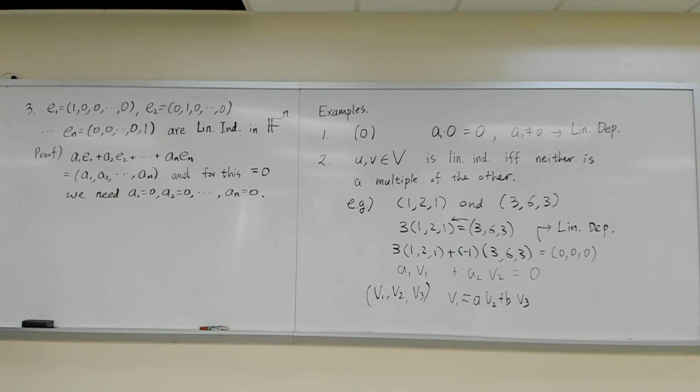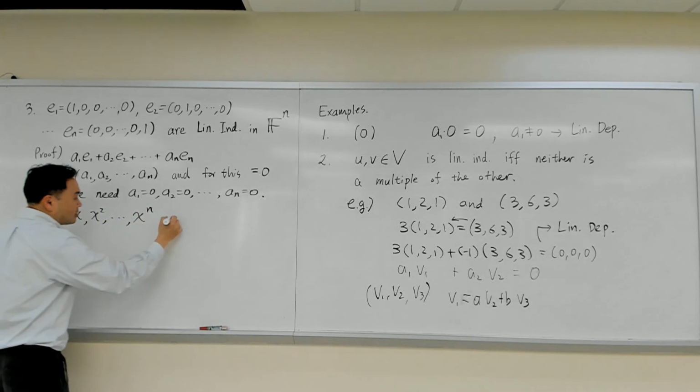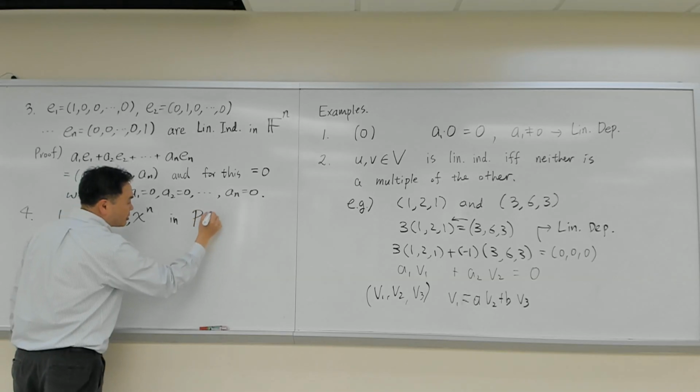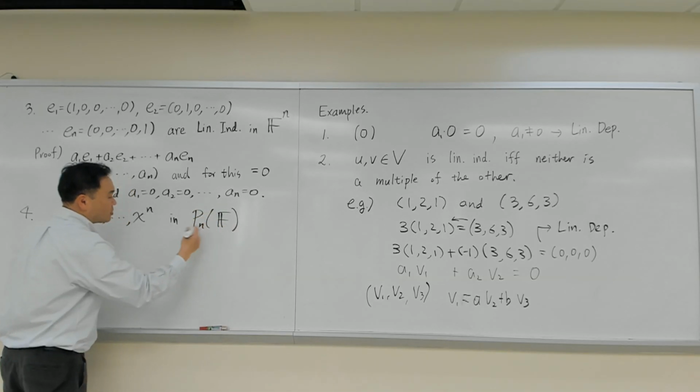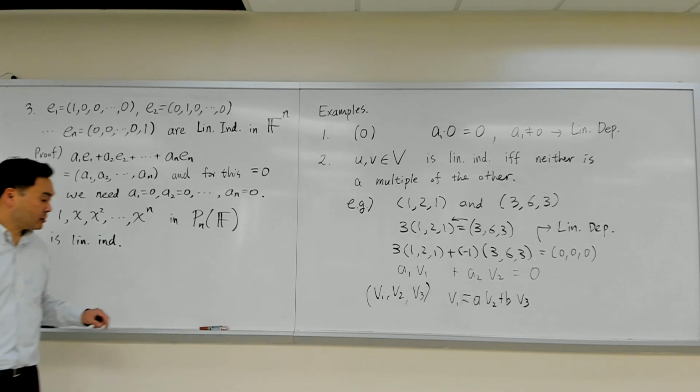Okay. And similarly, 1, x, x squared, and then x to the n in P_n(F). So this is a space of polynomials of degree n or less. This is also linearly independent, and for the same exact reason.